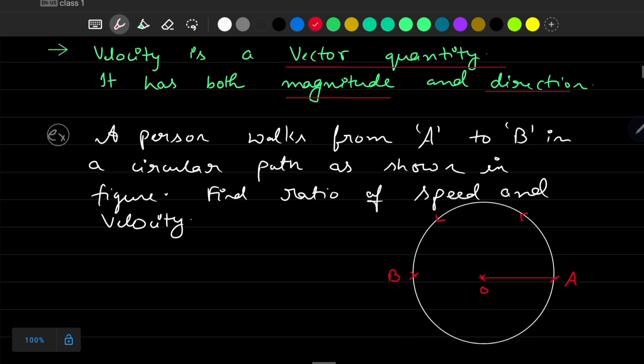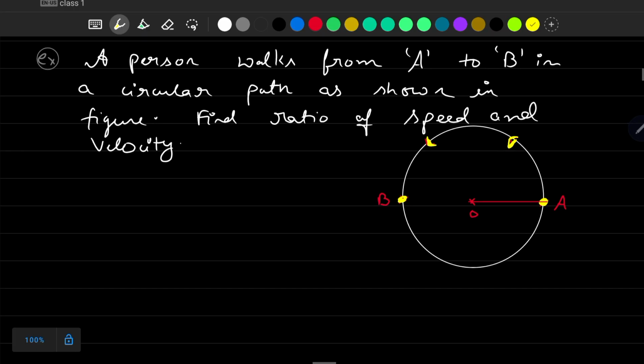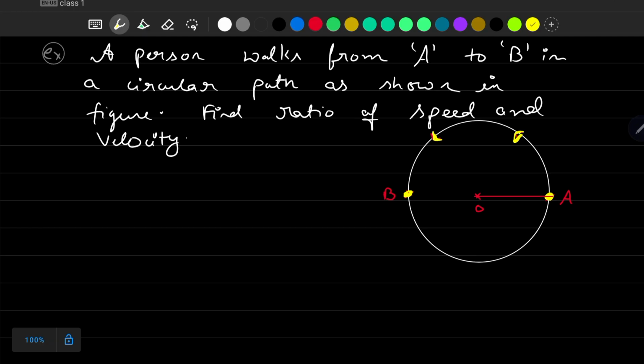Now we will do one problem. It says that a person walks from A to B in a circular path as shown in the figure. So from A to B, the person walks in a circular path. This is point A. He chooses this path to go to point B. Now they are asking us for the ratio of speed and velocity. It's really a good problem. So they are asking us speed upon velocity.